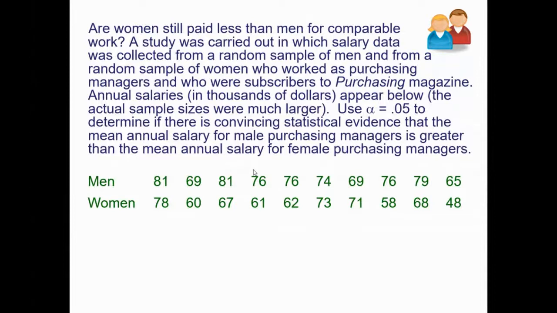Okay, so they're essentially studying, do men get paid more than women? And what they did was they looked at male purchasing managers versus female purchasing managers. And we want to test their hypothesis that males get paid more than females at the alpha of 0.05. So the first thing we need to do is try to set up our hypotheses. Well, what's in the problem? Males are greater than females.